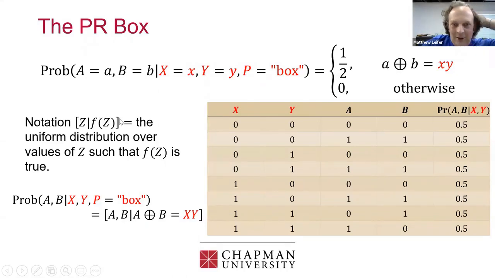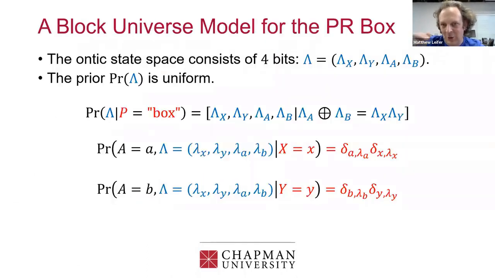Okay, I'm also going to use this notation here. The square brackets Z given Fz means the uniform distribution over the values of Z such that the condition Fz is true. So I can also write this probability distribution like this. Right, so that's the PR box. It violates Bell inequalities. And there's a very simple, dumb way of modeling this.